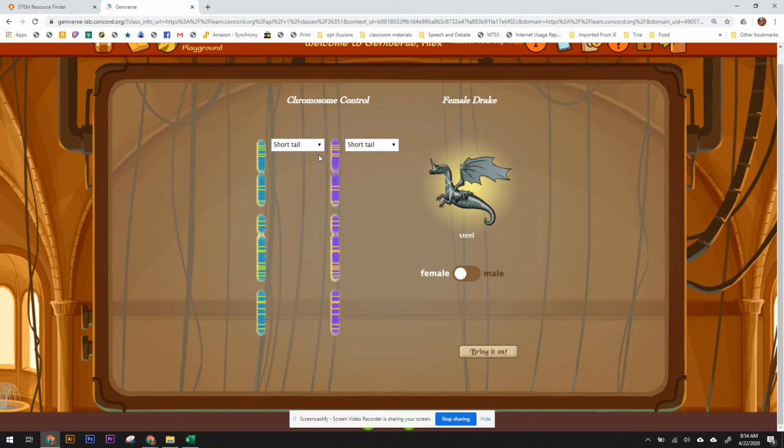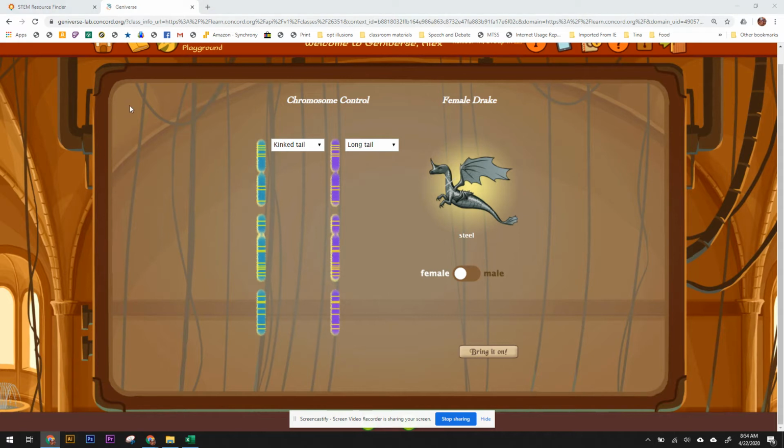The only way you can have a short tail is if you have both alleles for short tails. All right, so that just leaves the kinked tail. We already know that it's dominant to short tail. I guess we already know that it's recessive to long tail as well because we already did that combination.